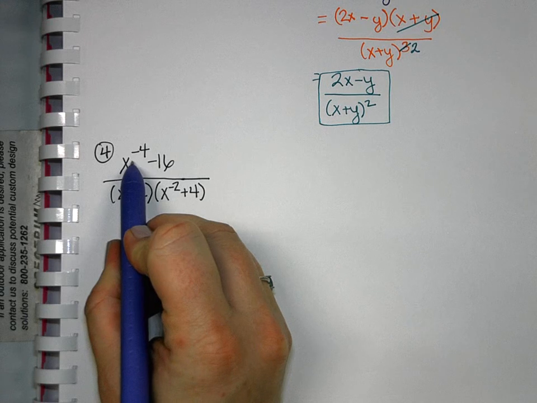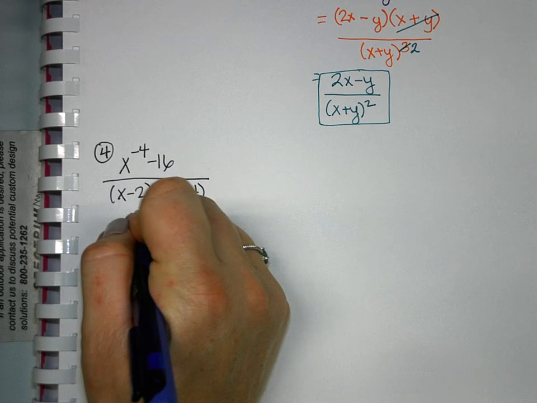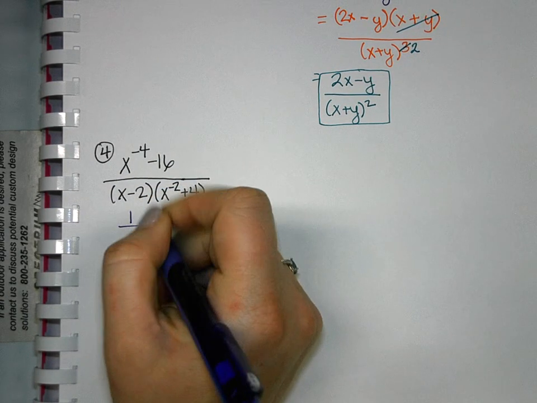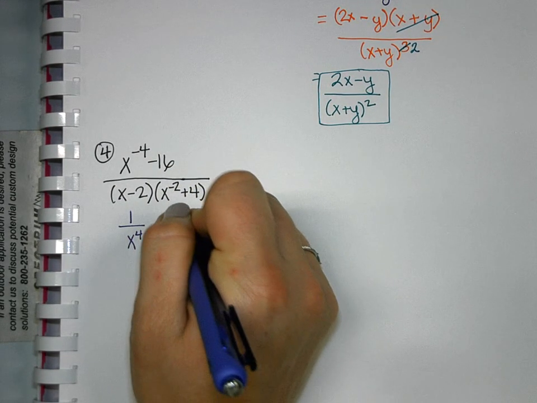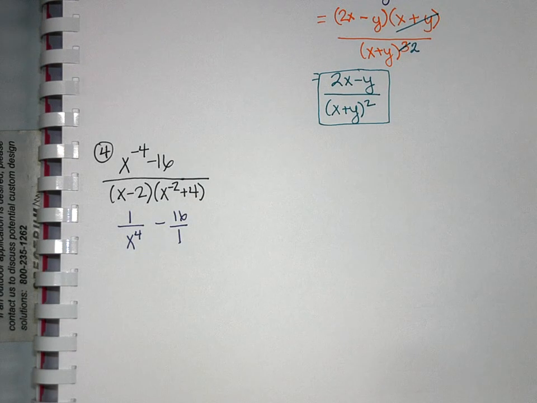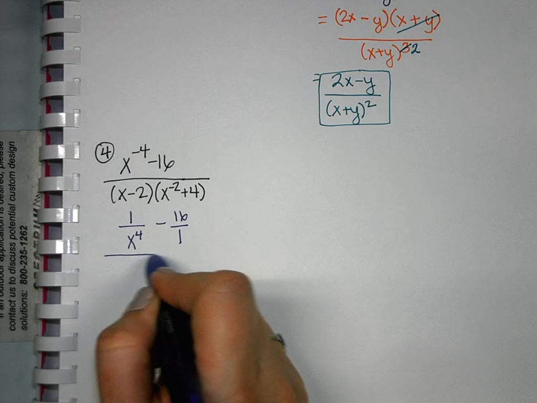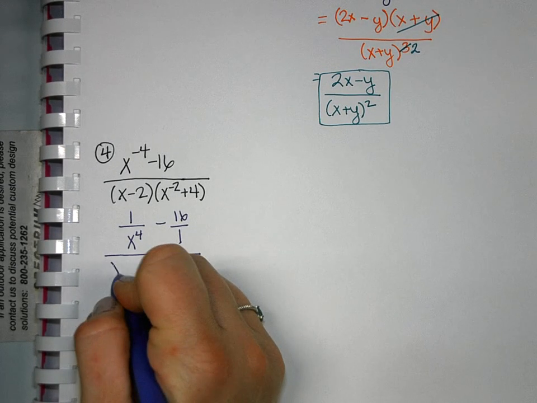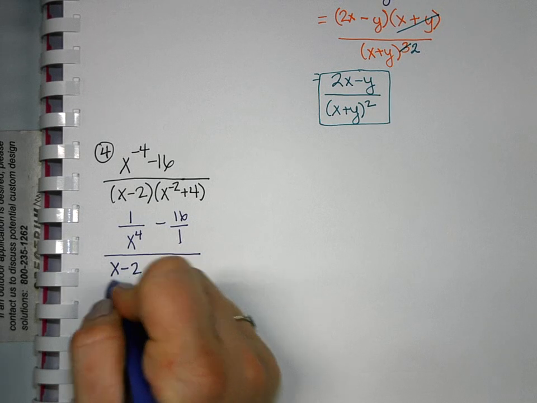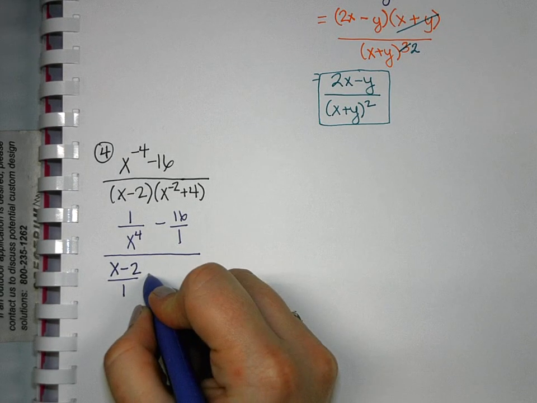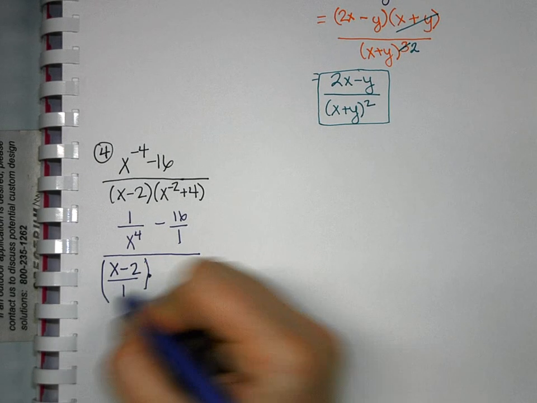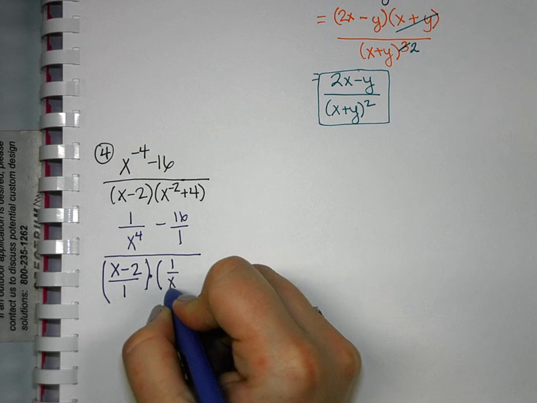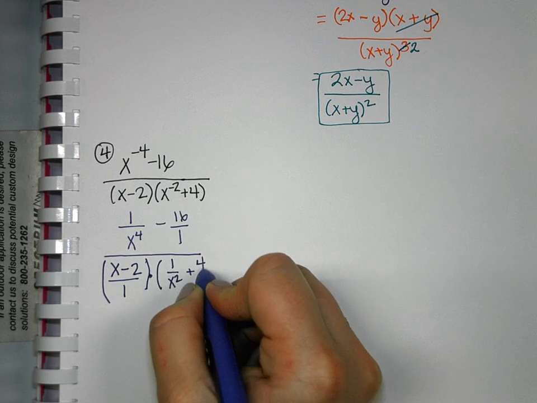So we're going to start with the same way we've been doing these throughout the entire assignment. So I'm going to start by wherever I see a negative exponent, make it 1 over x to the 4th minus 16, and I'm going to put that over 1 just so that I have my common denominator. And then on the bottom I have x minus 2, and I can think of that as over 1 times, and then I'm going to turn this into 1 over x squared plus 4 over 1.